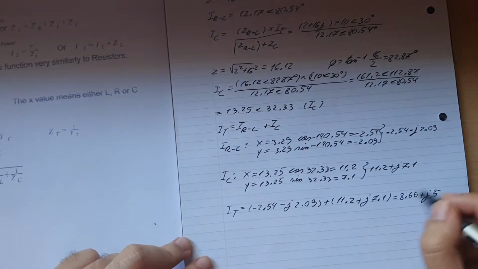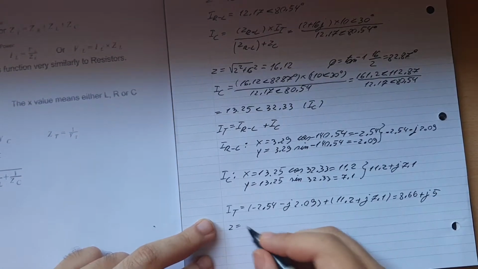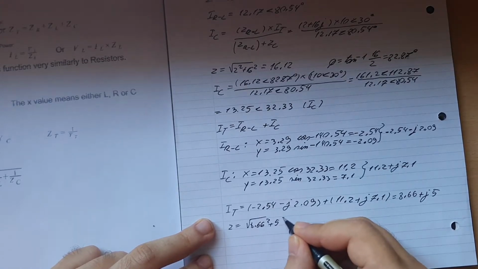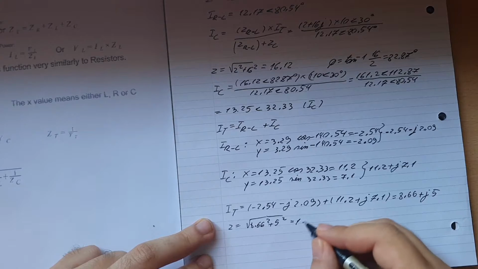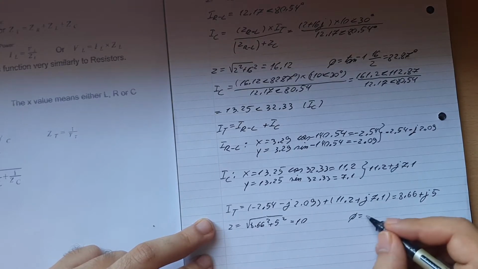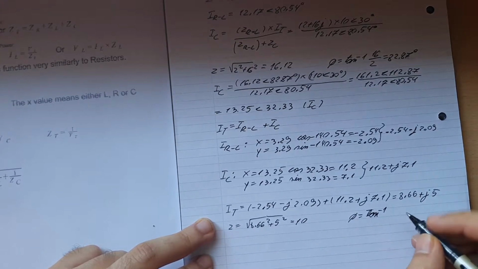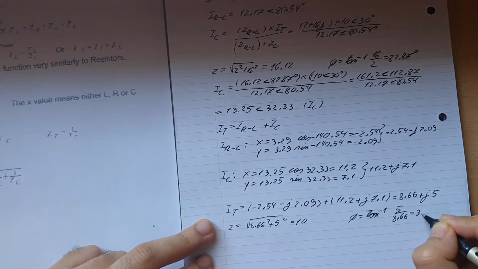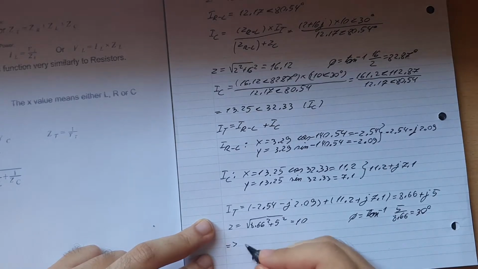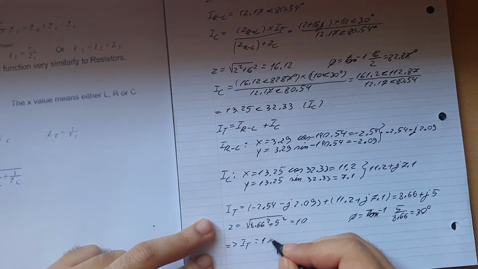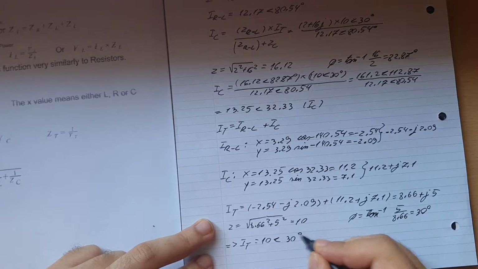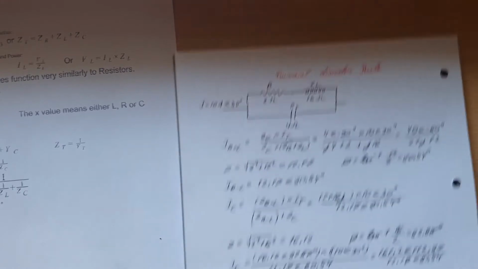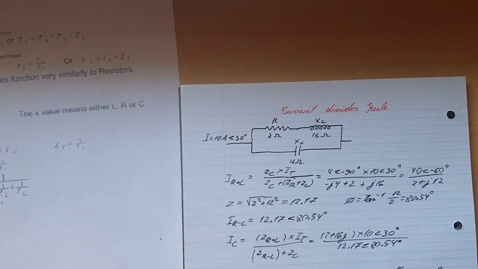Now we convert this value back into its polar form, so Z is equal to the square root of 8.66 squared plus 5 squared. That will be equal to 10. And the angle is equal to tan to the minus 1 of 5 over 8.66, that will be equal to 30 degrees. Therefore, IT is equal to 10 at an angle of 30 degrees. And that's our answer, which matches our input current, our I total.